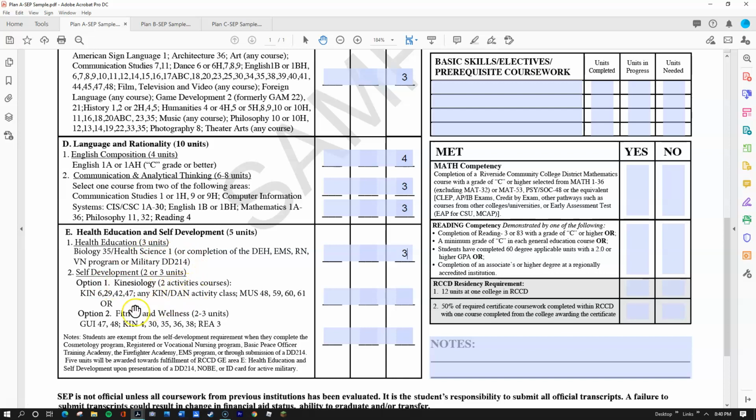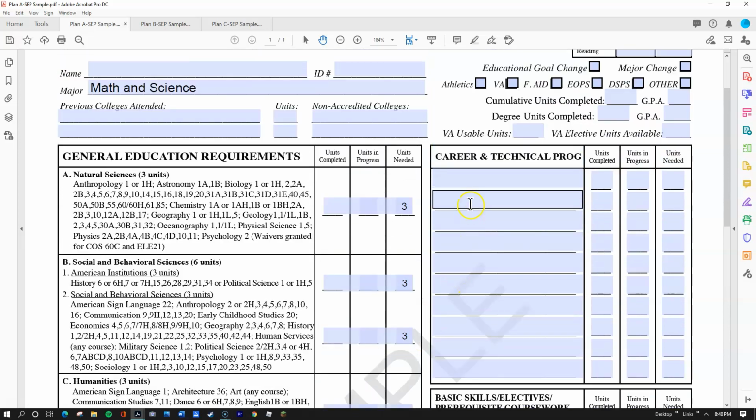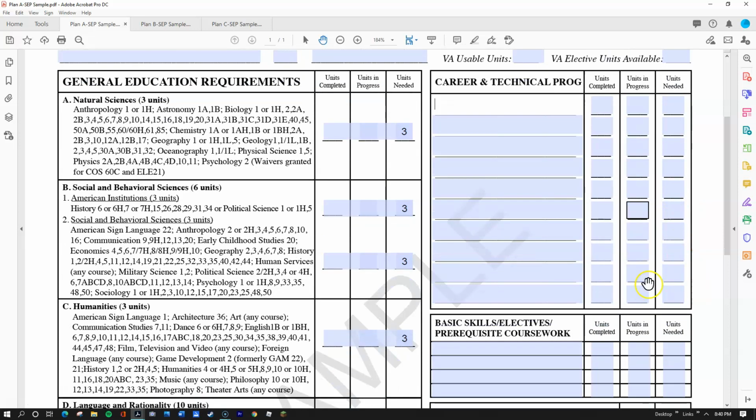Self-development, 2 or 3 units there. If you're taking guidance 48 or 47, that counts. And so it would either be 2 or 3 units here. All right, and there's some notes down here as well. Then over here, it would be for whatever degree that you're going for, there will be major requirements, so we would list those courses here, whether you completed them, in progress, or needed.